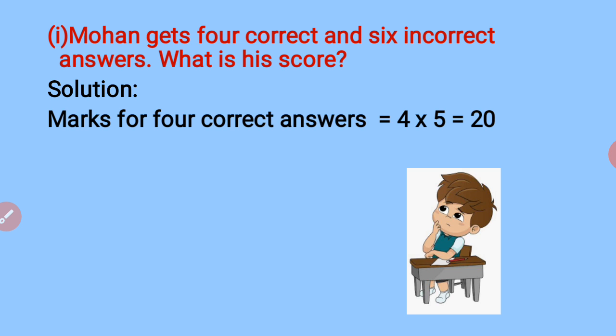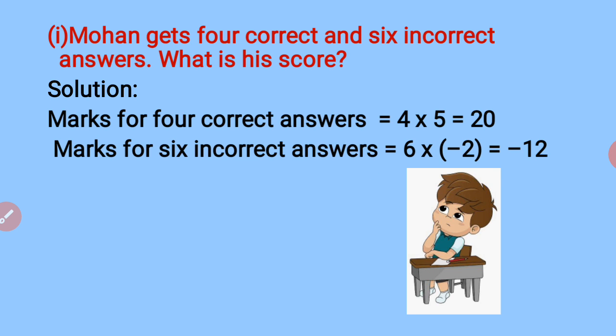Things always become easy when we look at them from our point of view. Now, 6 incorrect answers are also given. So Mohan has written 6 incorrect answers. Children, for 1 incorrect answer, there is minus 2. For 6 incorrect answers, it will be 6 multiplied by minus 2, that is minus 12 marks.